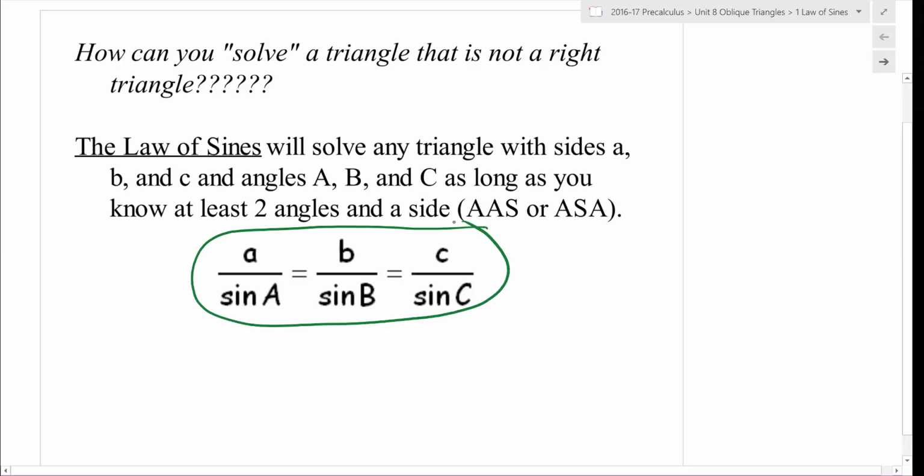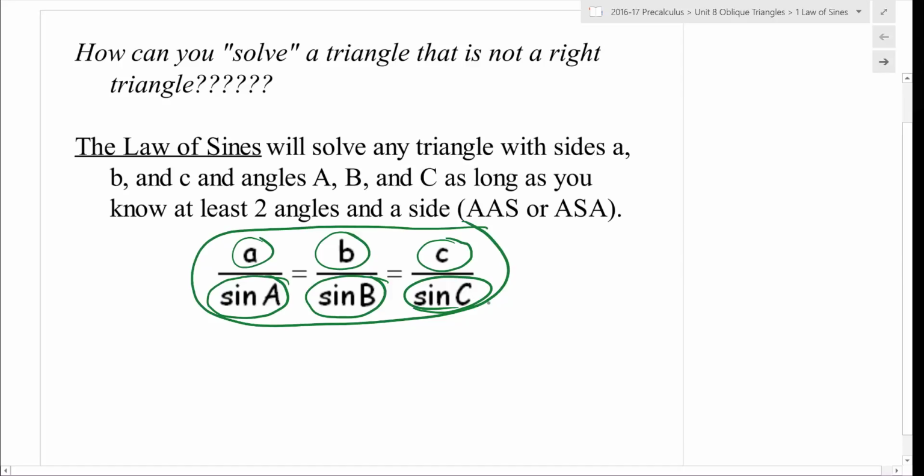Very straightforward. It simply tells us that the ratio of the length of side A to the sine of angle A is equal to the ratio of the length of side B to the sine of angle B, and the length of side C over the sine of angle C.